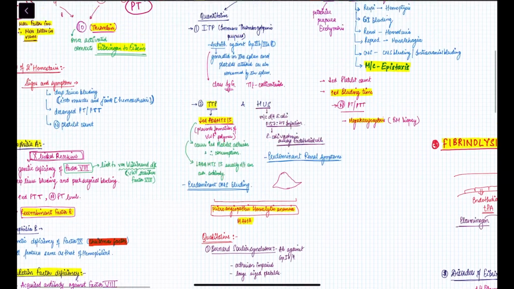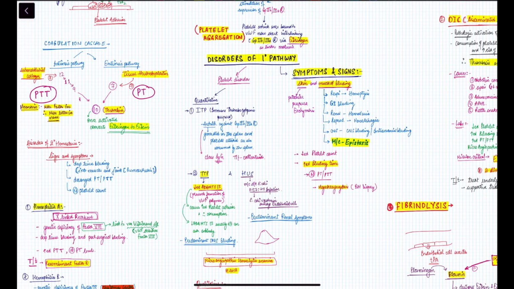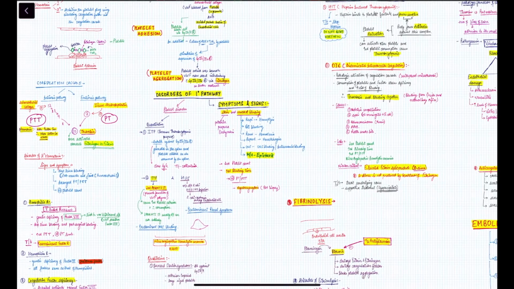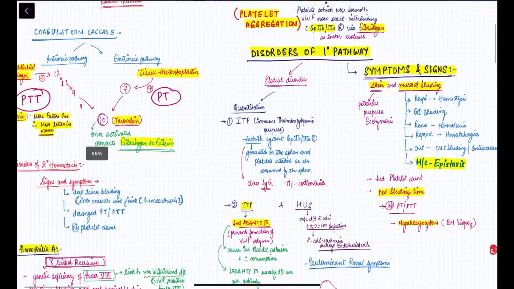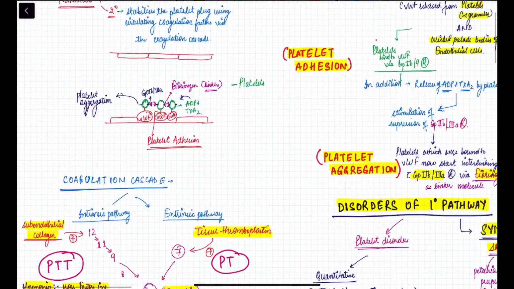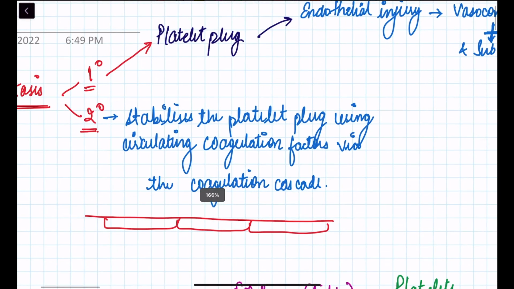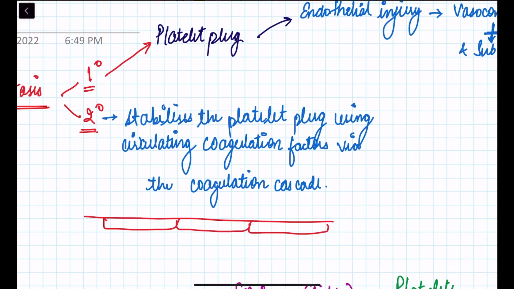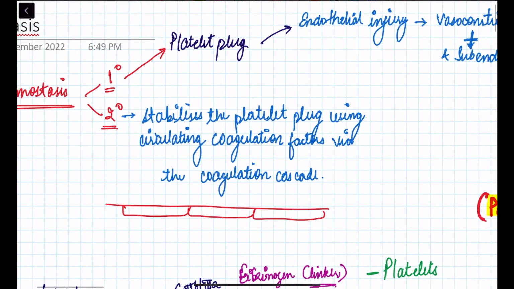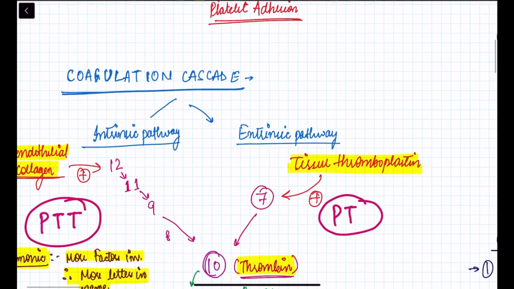So with this we've covered the disorders of the primary pathway, primary hemostasis. Now we shall move on to secondary hemostasis, the function of which is to stabilize the platelet plug using coagulation factors which are synthesized by the liver. So let's go to the coagulation cascade.